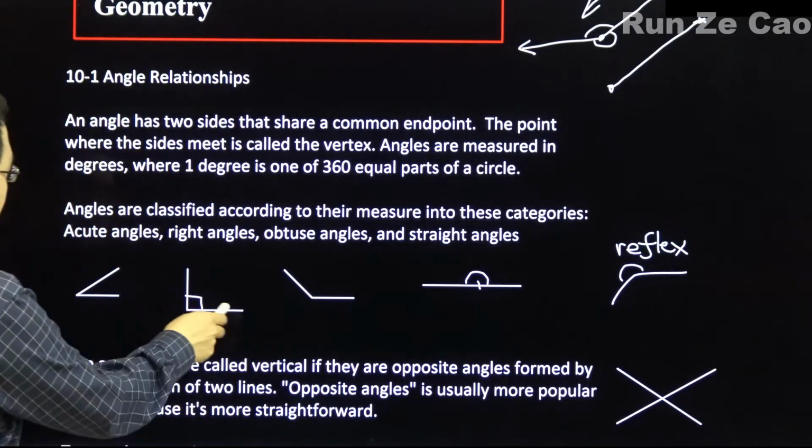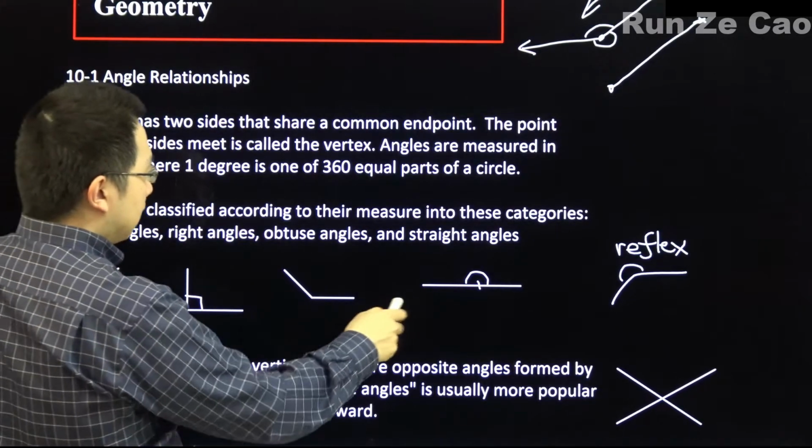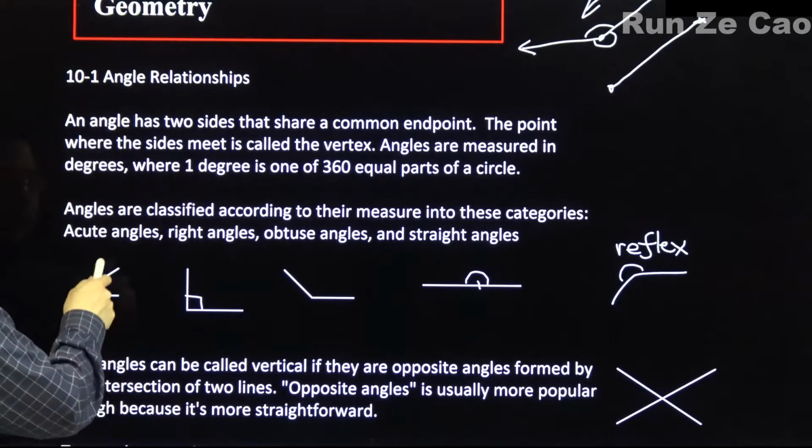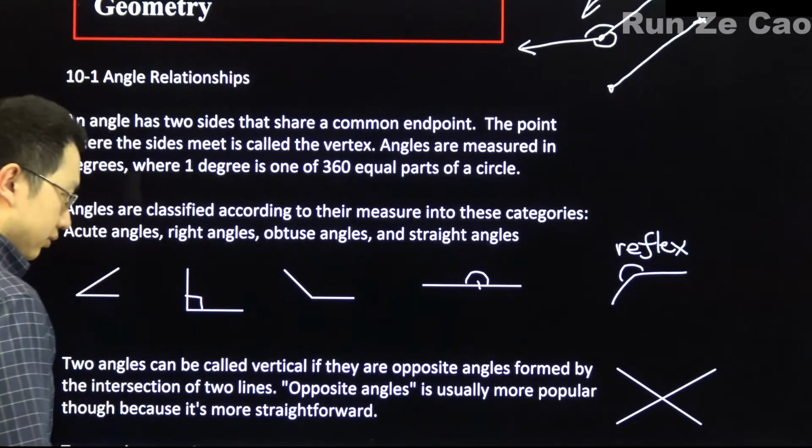Obtuse angles are between right angles and straight angles. Acute angles are less than right angles.